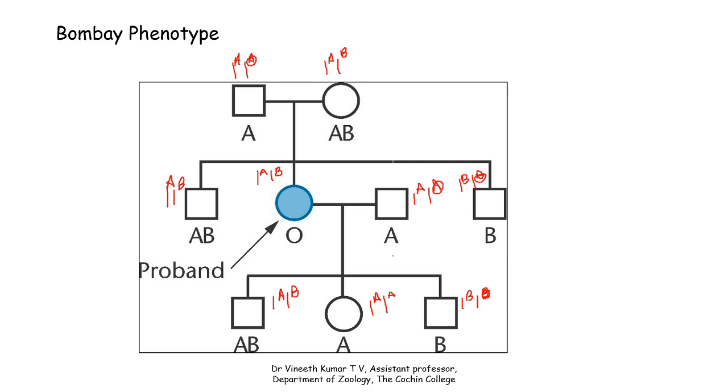This is a pedigree chart which shows the inheritance of the Bombay phenotype. Here you can see a new term, which is called proband. This diagram is called a pedigree or a family tree. A pedigree or family tree is nothing but the representation of a family, to study some genetic diseases or disorders, or the inheritance of a particular gene, in a particular family.